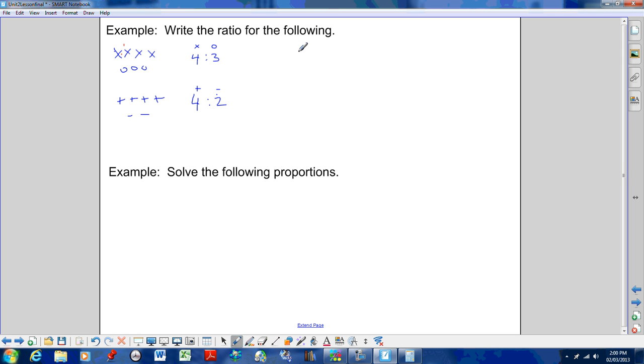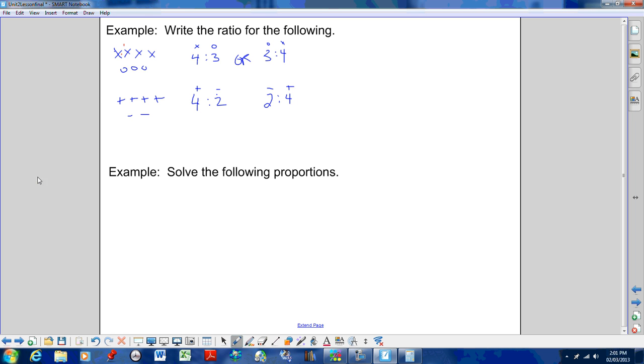So there is our other ratio form, and you can write it in the other direction. You can also go 3 to 4. But it's very important to remember what each number is representing. And I always encourage at this stage that we put the little symbol above so that we can remember.